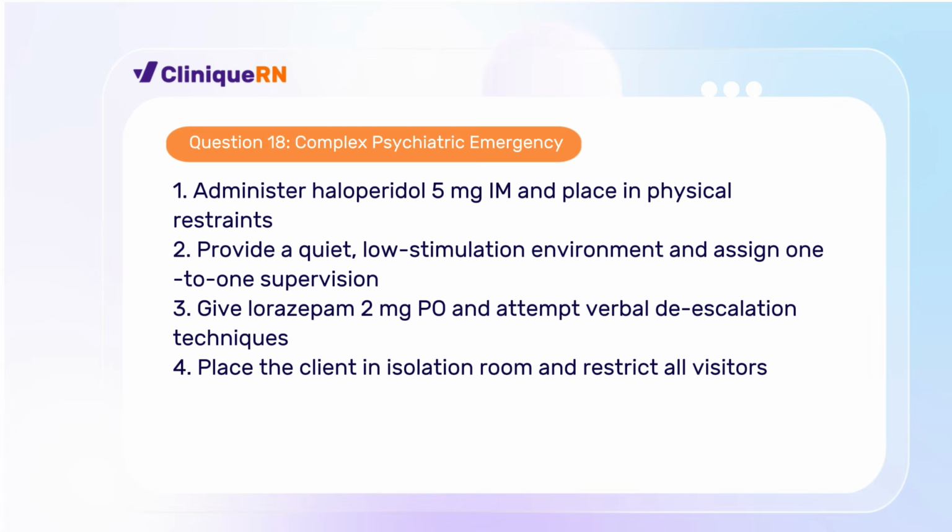1. Administer haloperidol 5 mg intramuscular and place in physical restraints. 2. Provide a quiet, low-stimulation environment and assign one-to-one supervision. 3. Give lorazepam 2 mg PO and attempt verbal de-escalation techniques. 4. Place the client in an isolation room and restrict all visitors.